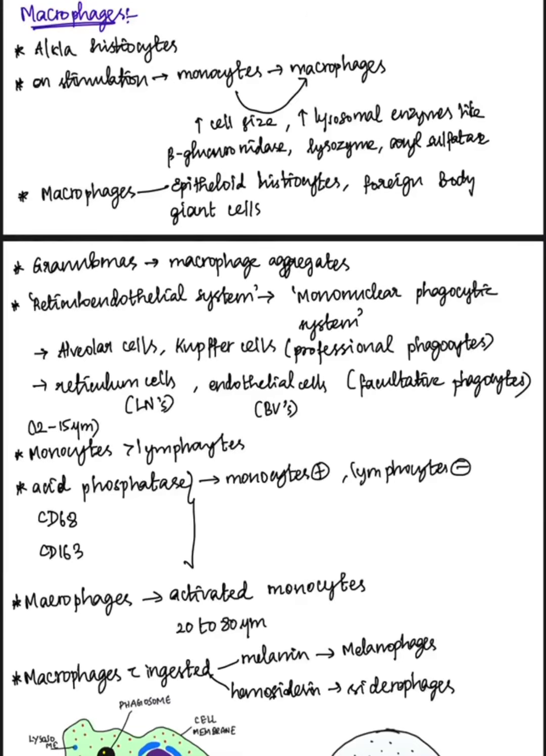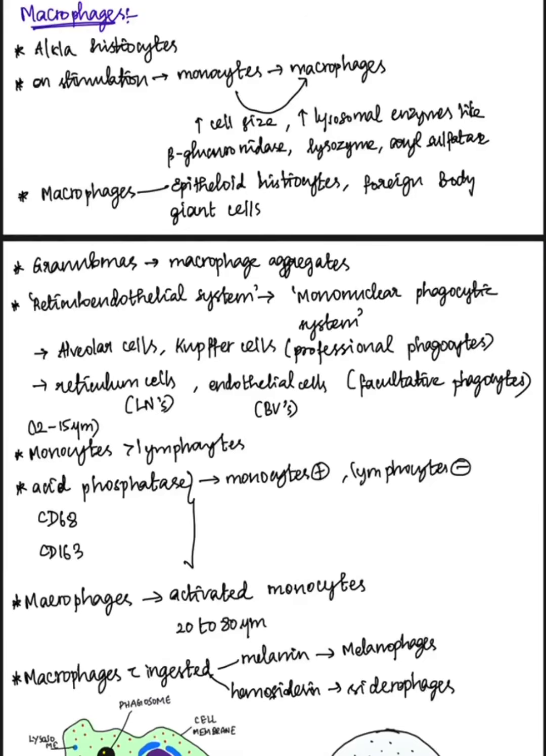So its main function is in the reticuloendothelial system, which has been renamed the mononuclear phagocytic system. You can have two types of phagocytes: professional phagocytes and facultative phagocytes. Professional phagocytes ingest infectious particles, mainly large particles, and form phagolysosomes, whereas facultative phagocytes mostly do pinocytosis of small particles and do not do any immunostimulation.